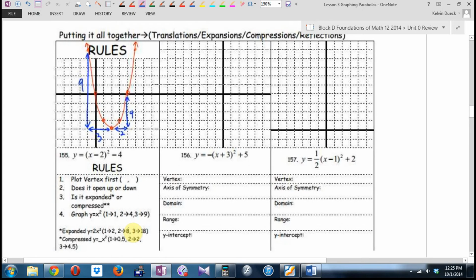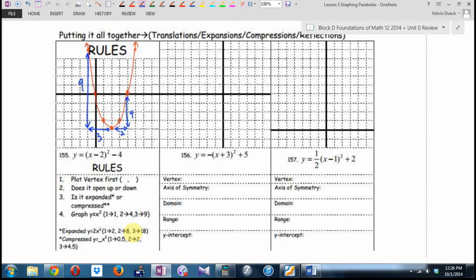I stole these from various handouts that some of my colleagues, who are better with graphics than I am, have made. So let's graph a parabola. The first example, question number 155, I just yoinked from some other handout. How do I graph this? We graph the vertex first. So let's do 156 following that step. Graph the vertex first. It says y equals negative bracket x plus 3 all squared plus 5.